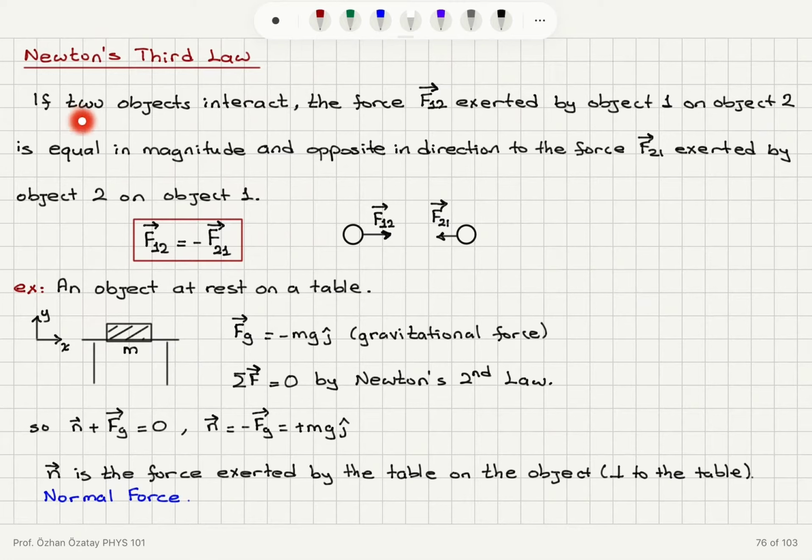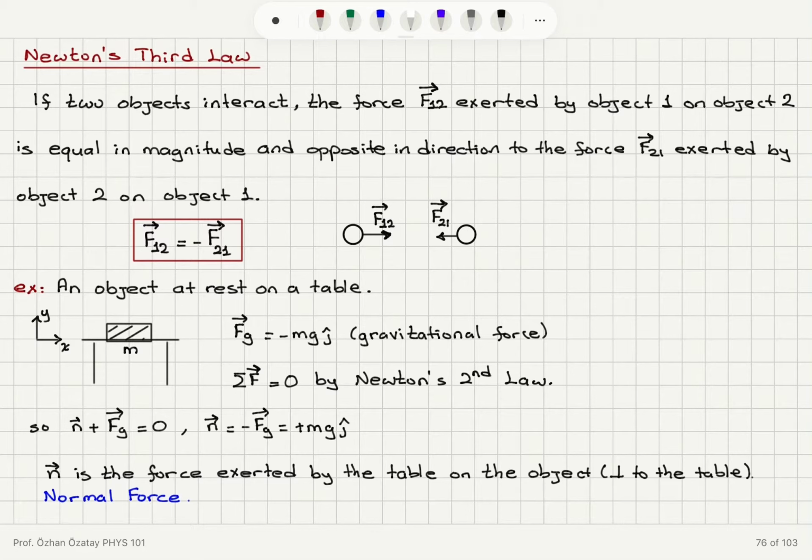Now we have an interaction between two objects. One object is exerting a force on the other object. F12 is the force exerted by object 1 on object 2. This is equal in magnitude and opposite in direction to the force F21, force exerted by object 2 on object 1. So we can write this mathematically as F12 vector is minus F21 vector.